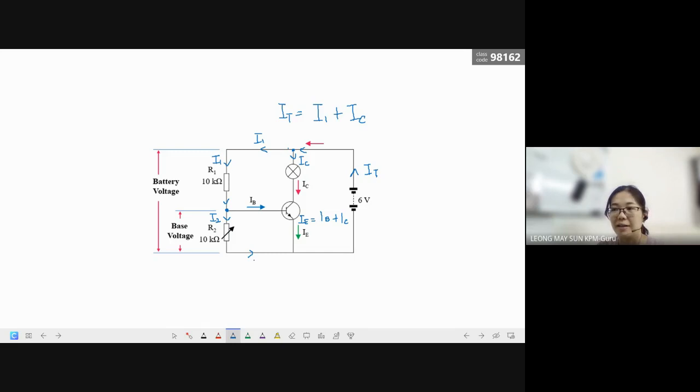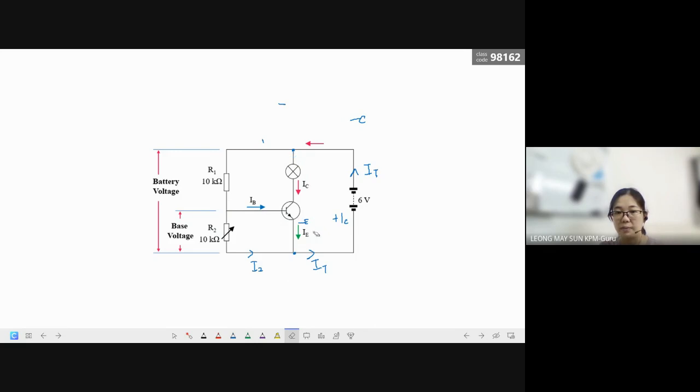Hopefully you guys are okay. So over here, this is I2. When I2 comes back, it reaches another junction and becomes I total again. The final value has to be the same when it enters back into the power supply. Now what I want to explain is how this whole transistor acts as a potential divider.